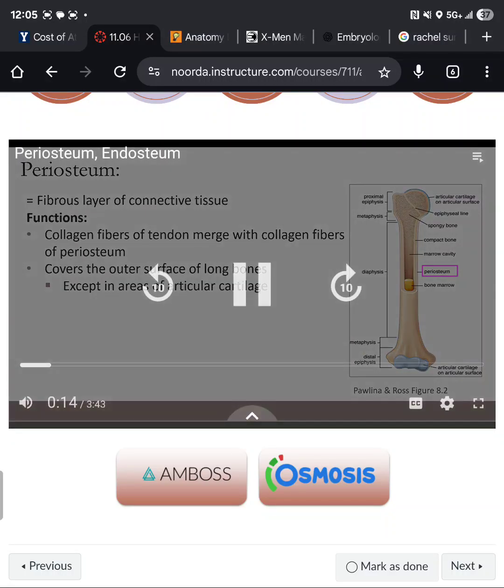The periosteum is comprised of connective tissue. It has actually two layers, which we'll talk about in more detail later on. It functions mainly as a communication where the tendon will merge with the collagen fibers of the periosteum, as well as the outer surface of the long bones.